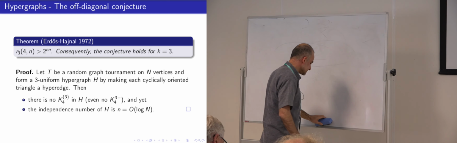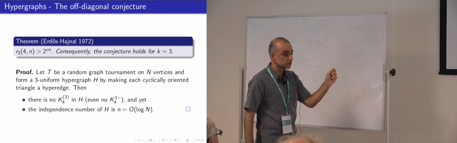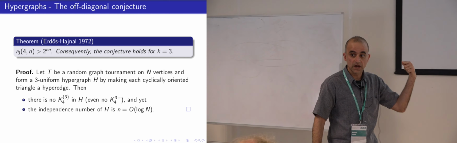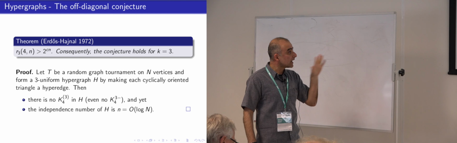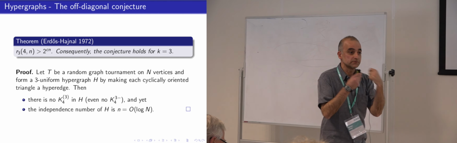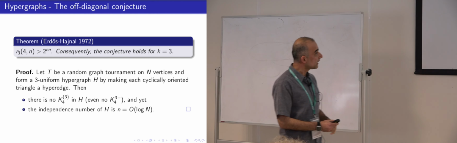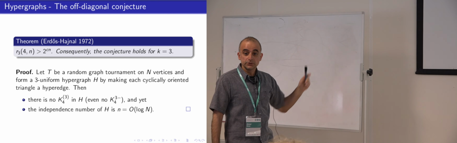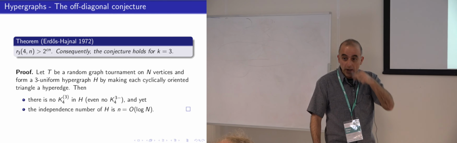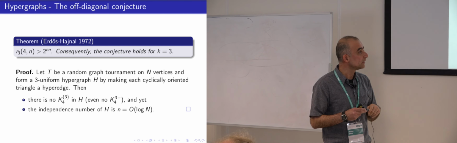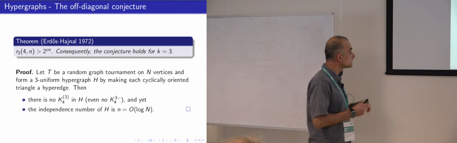and then, so that's the randomness. For every i and j, you flip a coin to decide whether i points to j or j points to i. And then you're done with the randomness. Now you make, deterministically, a 3 uniform hypergraph, as I have written. You take 3 points. If they form a cyclic triangle, you put a red hyperedge. Otherwise, it's blue. That's it.